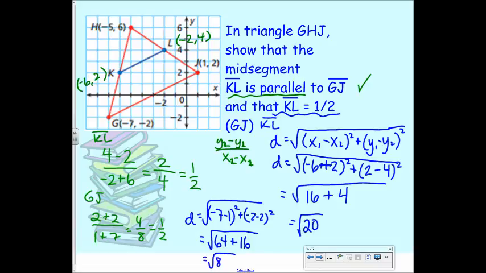Does somebody have a calculator? Can someone grab a calculator? Can you do the square root of 80 and the square root of 20? Take your time. The board's not working anyway.